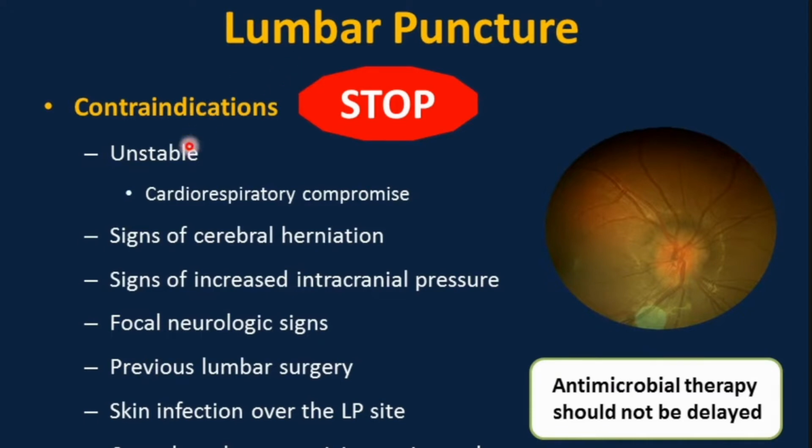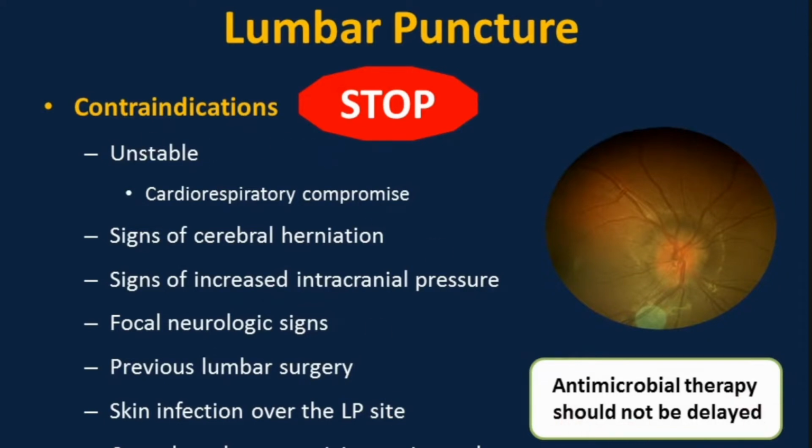The contraindication is if the patient is unstable, or if it has a cardiorespiratory compromise, any signs of cerebral herniation, signs of increased ICP, for example, apnea, sluggish pupil, or papilledema, and if there is a focal neurologic signs, previous lumbar surgery, skin infection over the lumbar puncture site, and coagulopathy or receiving anticoagulants.